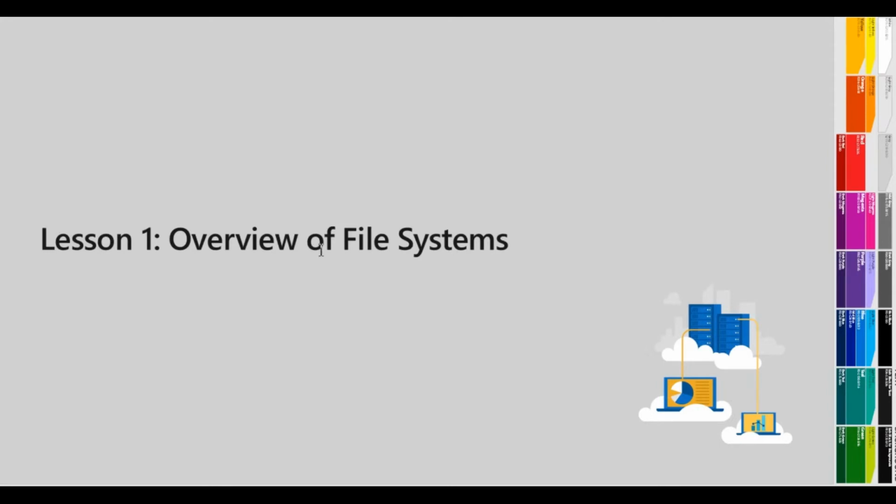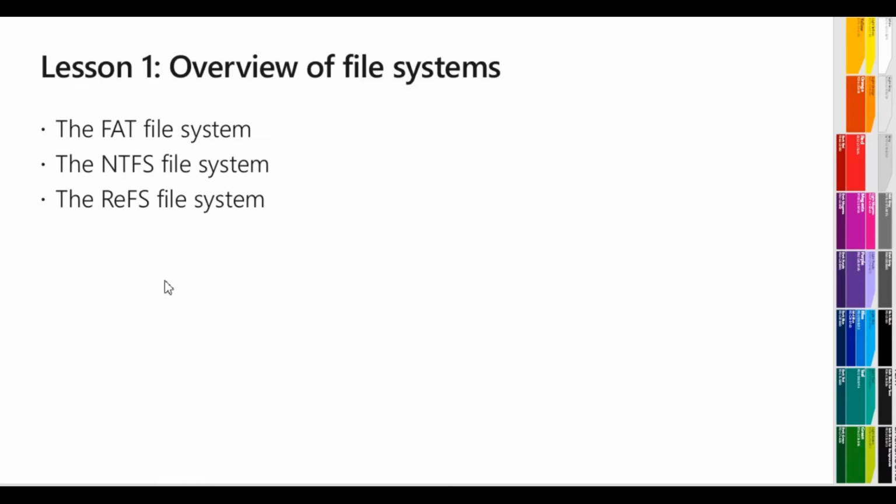So first section, we're going to discuss an overview of file systems. We're going to talk about three different kinds of file systems: FAT, NTFS, and ReFS. We'll get the printout and then we're going to discuss in detail.